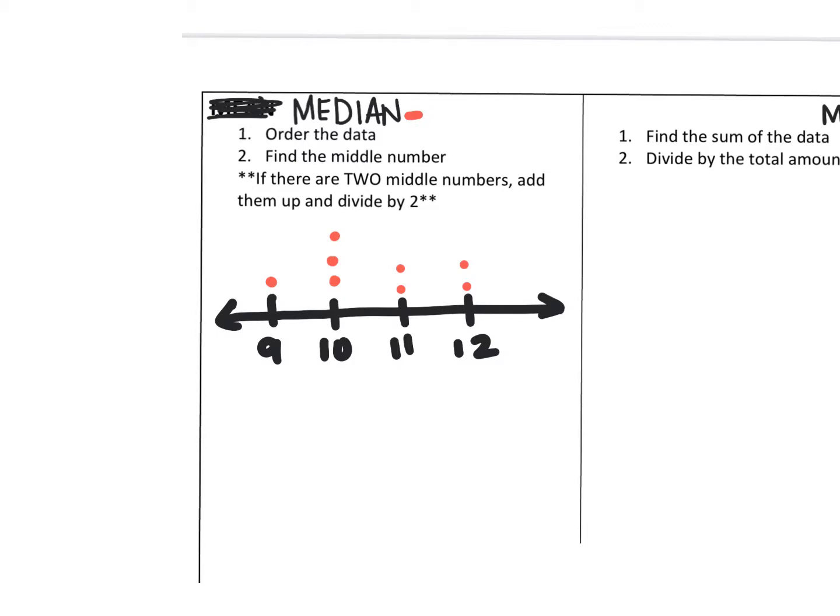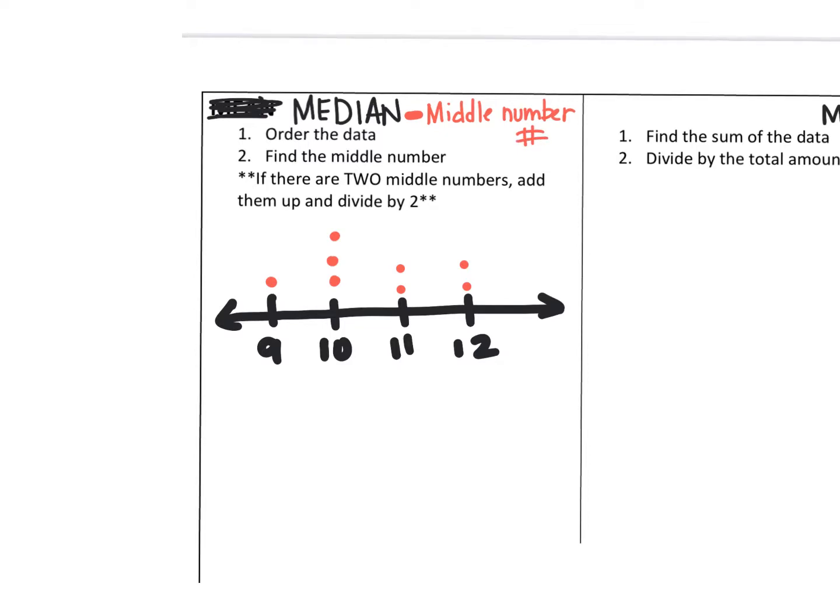Well, the first thing, in order to find the median, I want you to write down the definition. Median always means middle number. So it's the middle number. And if you're lazy like me and don't want to write out the word number, you can just put the number sign that looks like a hashtag, okay? It's the middle number.